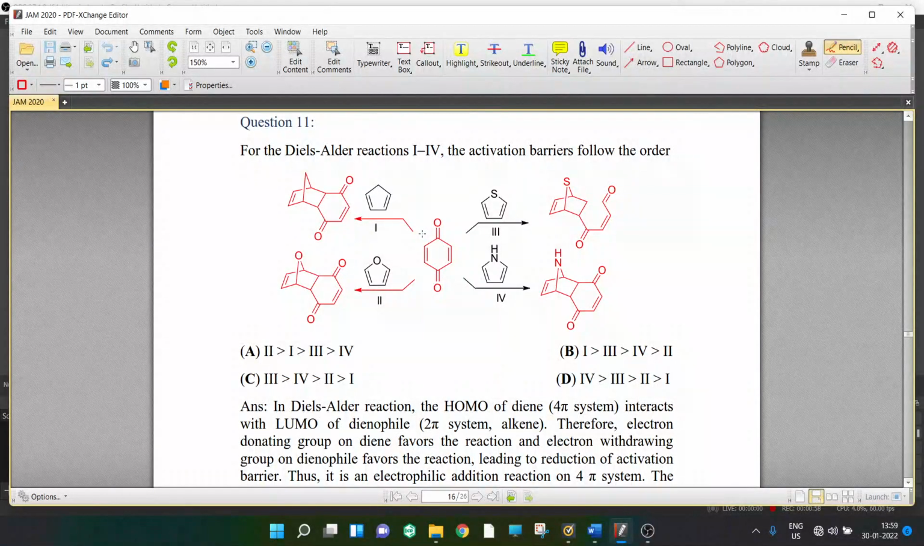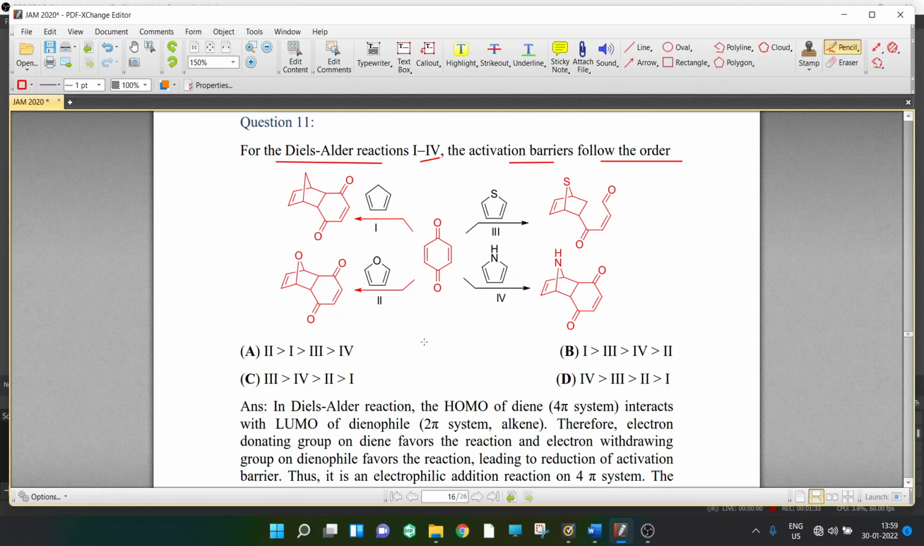Hello everyone. So let's solve the last set of organic questions from the JAM 2020 question paper, right? This question says, for the Diels-Alder reaction, question 1 to 4, the activation barriers follow the order. So activation barrier means whichever reaction is fastest, the barrier is smallest, and if the reaction is slowest, that means barrier is highest. So whichever is easier will have a smaller barrier, and whichever is toughest will have the largest barrier.